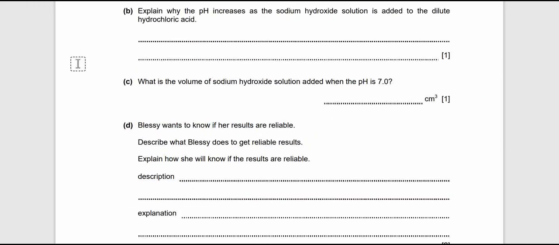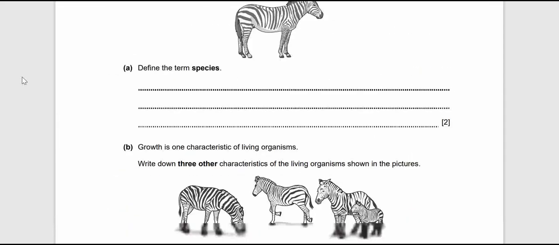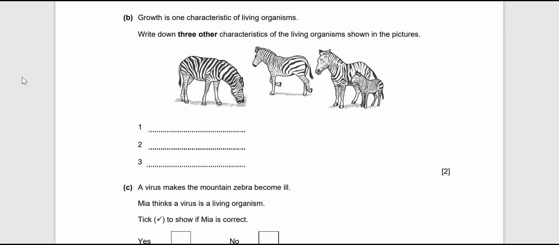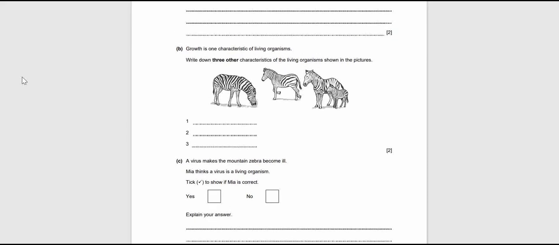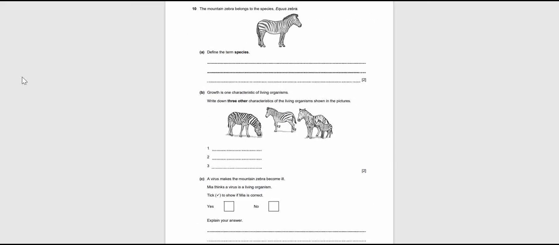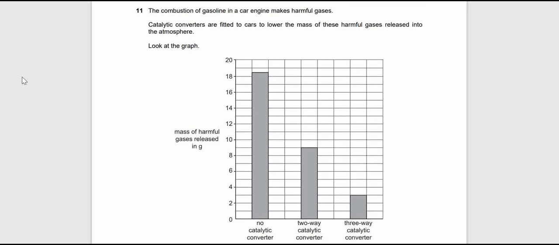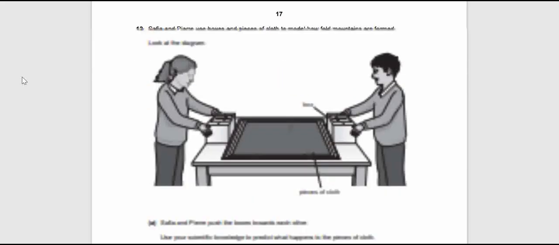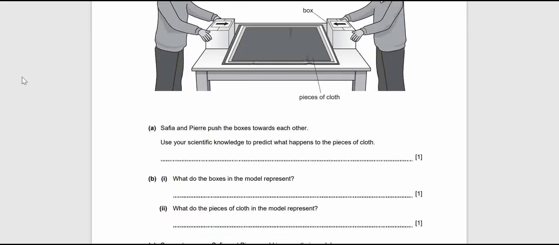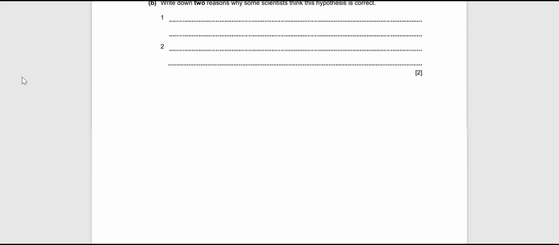Right, you can take a nice screenshot in here. Next, this is question 10A, 10B, and 10C. Next, this is question 11. You can pause and take screenshot. Now, this is magnification. Zoom in. Next, this is question 12. This is question 13A, and 13B and C. Next, this is question 14 A and B. That's the end of this paper.